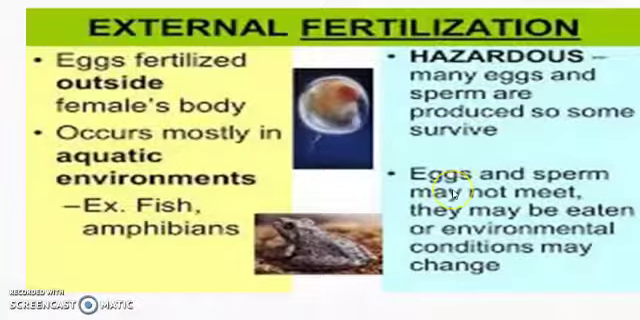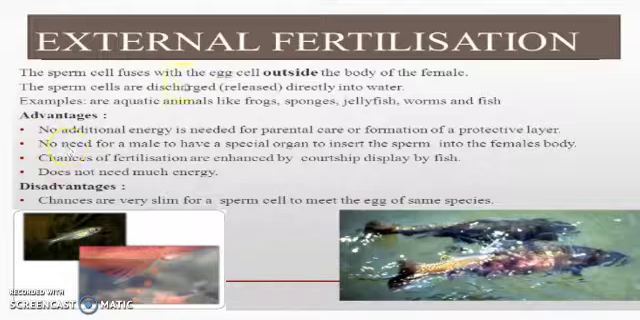And the next problem is that mostly their gametes are wasted by the water currents, by the environmental conditions, by the salinity, temperature, pH, and sometimes they are eaten by the animals. So these are the advantages of external fertilization.